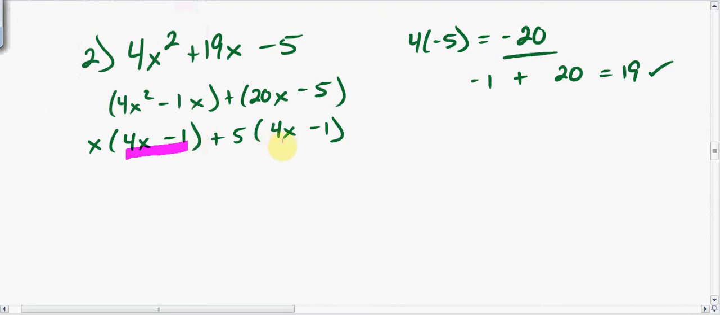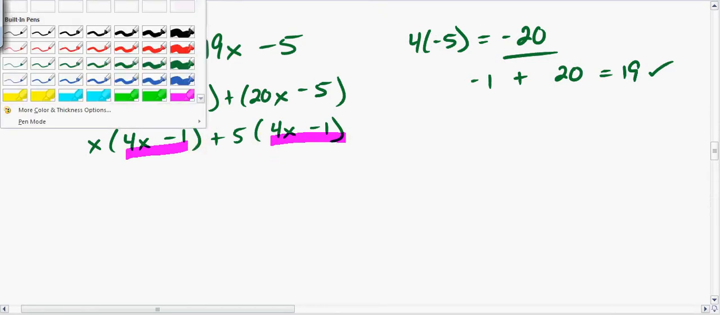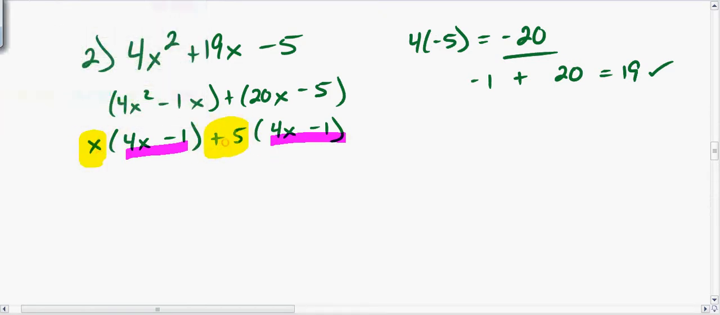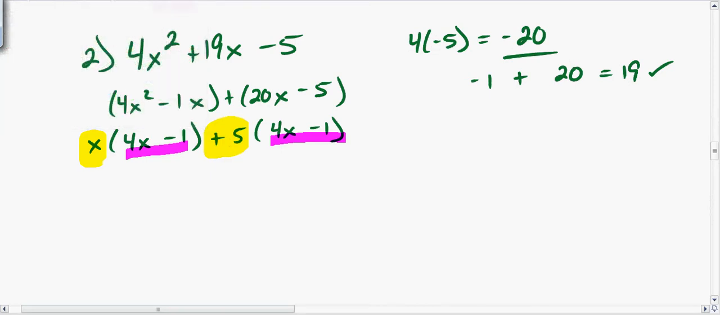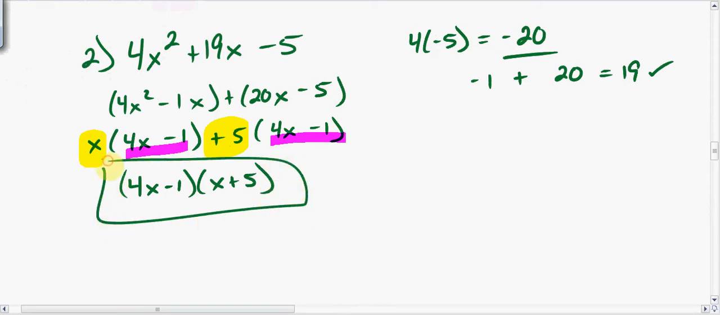Looks nice. We've got two binomials that are the same. We have two pieces outside the parentheses, which we'll use as well. Two binomials that are the same, we write that once. And then what's outside in yellow, we write that as well. So we've got 4x minus 1 times the quantity x plus 5. There's your answer.